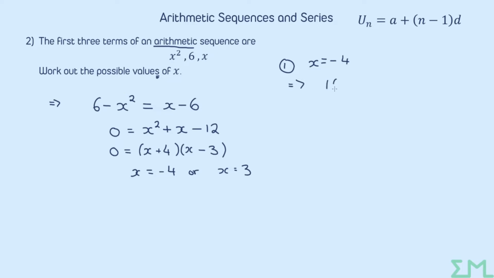X squared would be 16, then we would have 6, and then we would have negative 4. To get from 16 to 6 we would take away 10. To get from 6 to negative 4 we would take away 10. It appears to have a common difference. We're okay with that one.